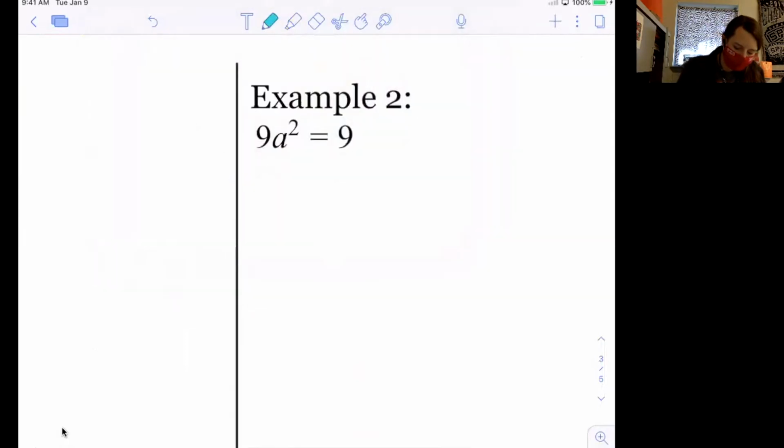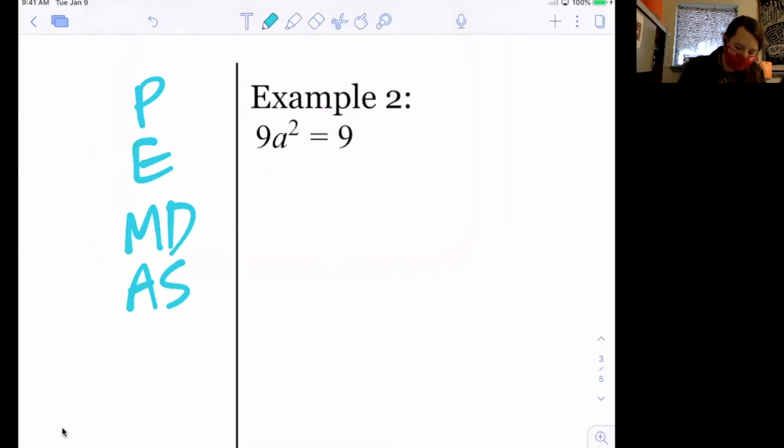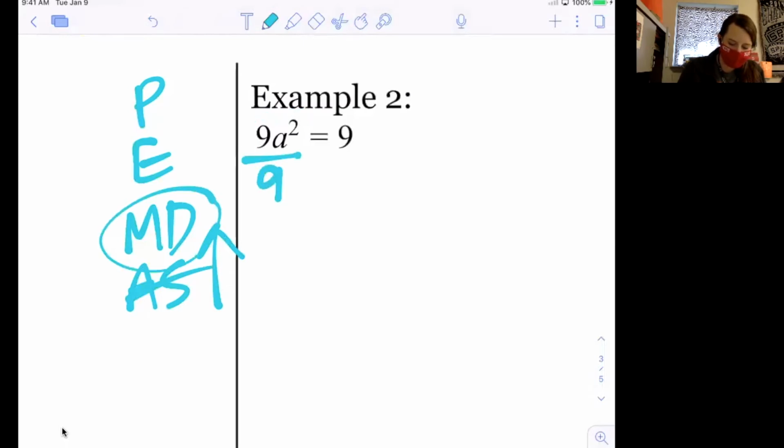example 2. So remember, we're working reverse order of operations, bottom up on our totem pole. So I need to move any addition or subtraction, none. Need to take care of any multiplying or dividing before I take the square root. So you can't just come in here and take the square root of 9 and the square root of a squared. We're going to have to first multiply or divide. So I'm going to divide by 9 on both sides.